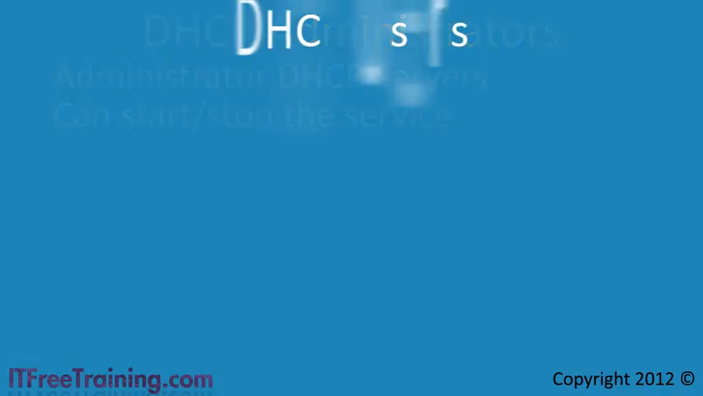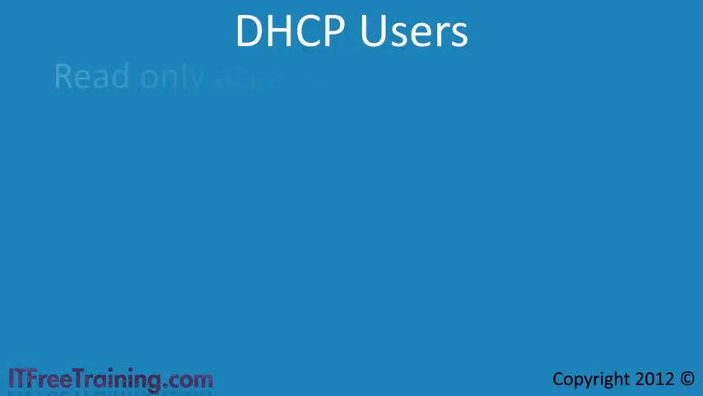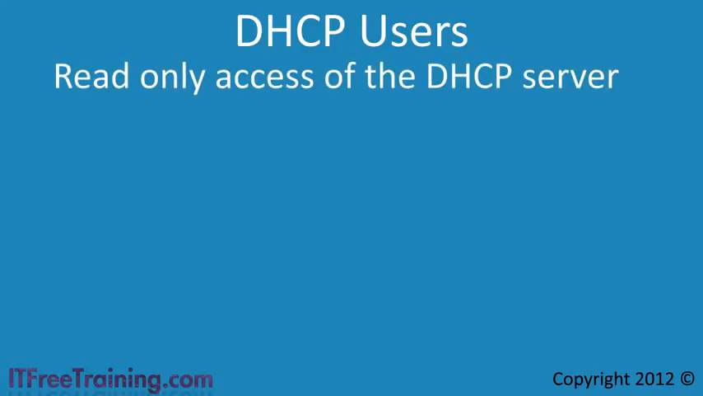The next group is DHCP users. This group gives the user read-only access to the DHCP server. A user in this group can read the configuration of the DHCP server and also the records created in the DHCP server. However, they cannot make any changes.